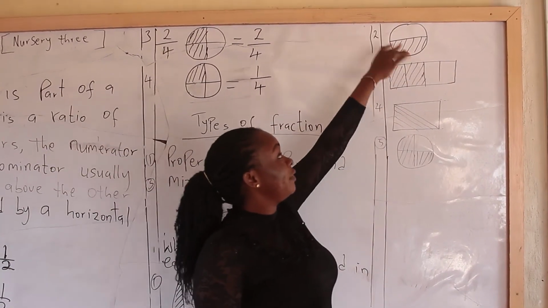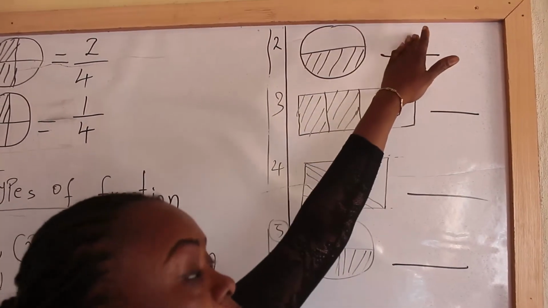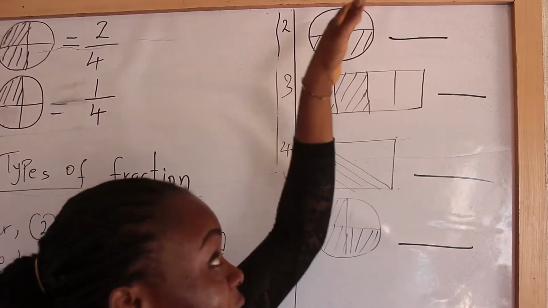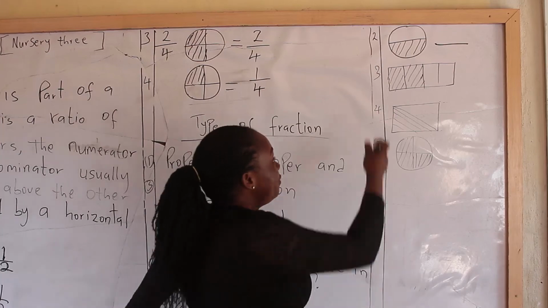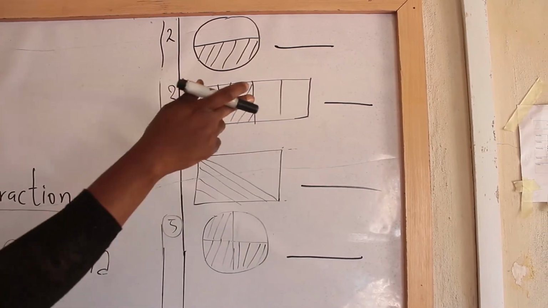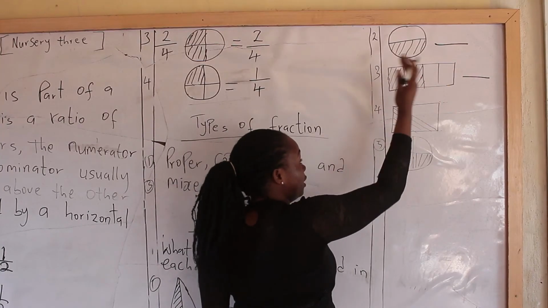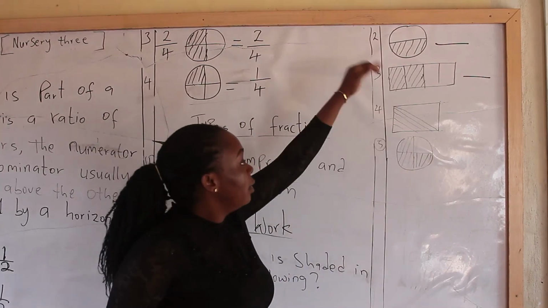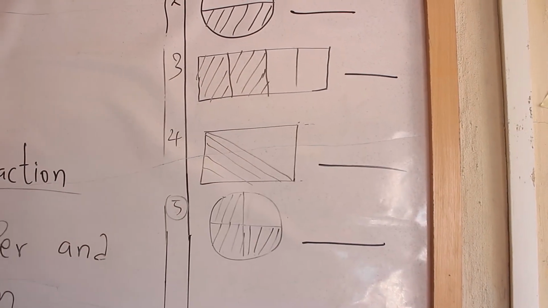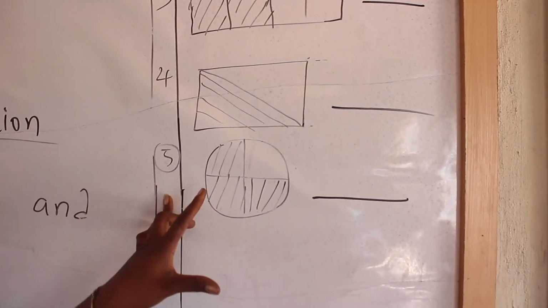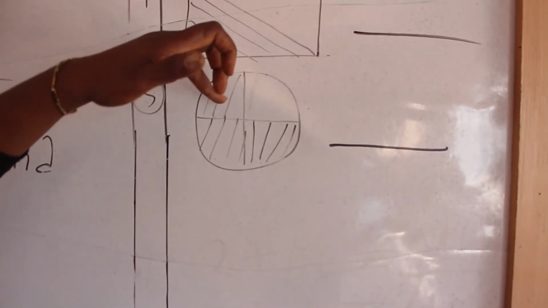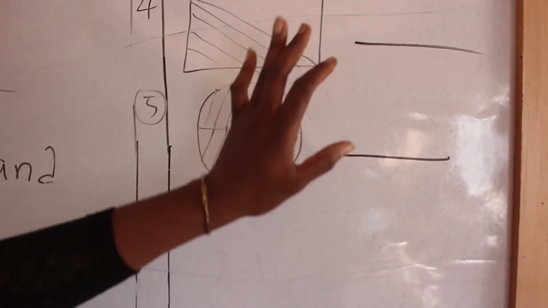Number 2 is a circle divided into 2. Shade the bottom one. Write it in fraction. Number 3 is a rectangle divided into 2 parts, with one shaded. Represent it in fraction. Number 4 is a square divided into 2. Write your answer in fraction. The last but not the least, you have a circle divided into 4. Shade 3 parts. Represent it in fraction.